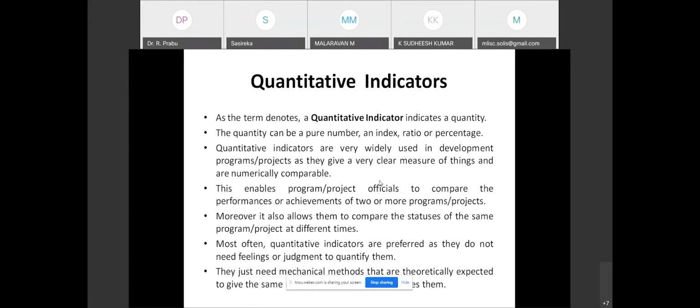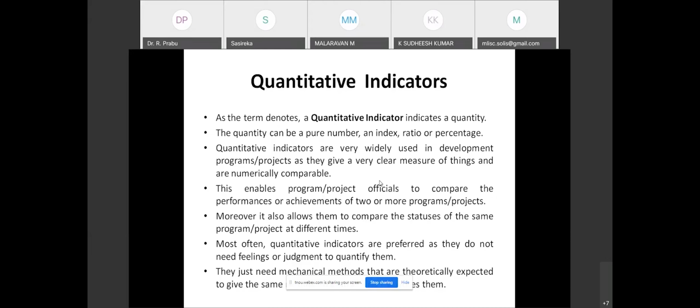So, quantitative indicators. I have given the general meaning here. As the term denotes, a quantitative indicator indicates a quantity. The quantity can be a pure number, an index, a ratio, or a percentage. Quantitative indicators are widely used in development programs and projects, as they give a very clear measure of things and are numerically comparable.